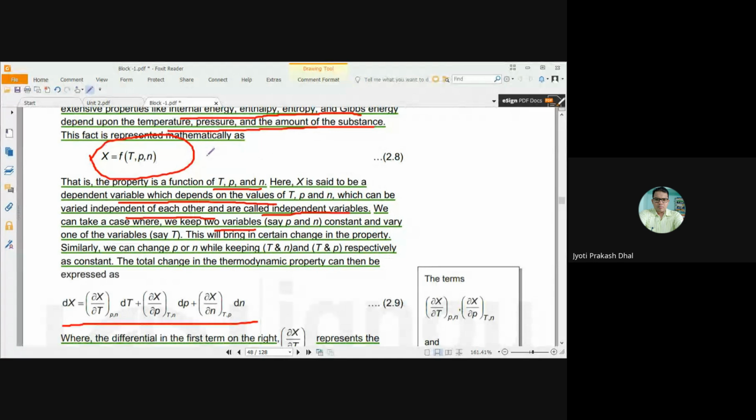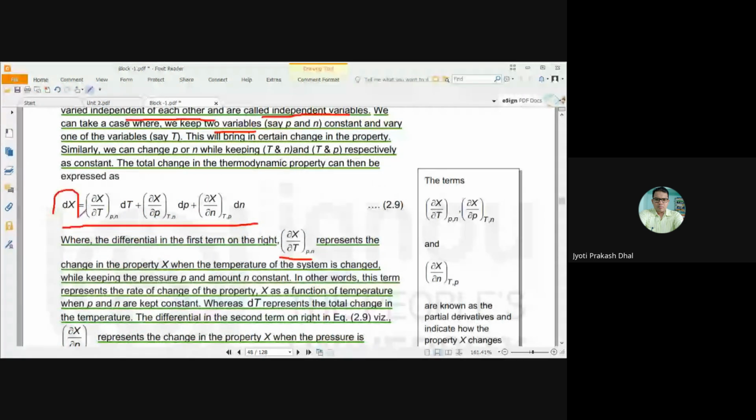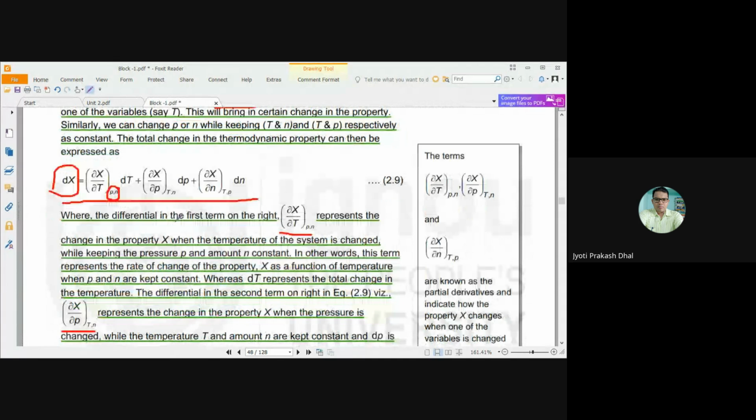Here X is a function of temperature, pressure, and N. If we take the derivative of X, that will be dX. In this case, we should take the individual derivatives, that is called a partial derivative. So dX equals del X by del T dT at constant pressure and constant number of moles, plus del X by del P dP at constant temperature and constant number of moles, plus del X by del N dN at constant temperature and constant pressure.